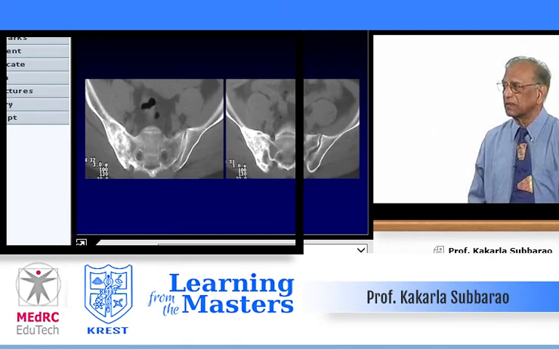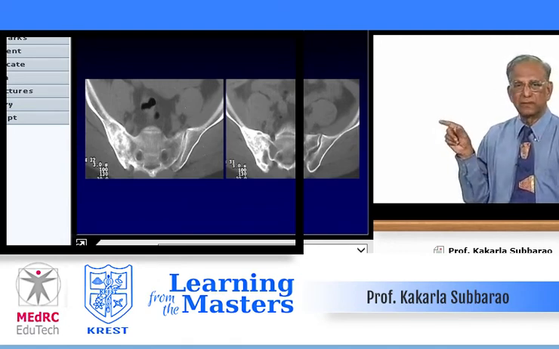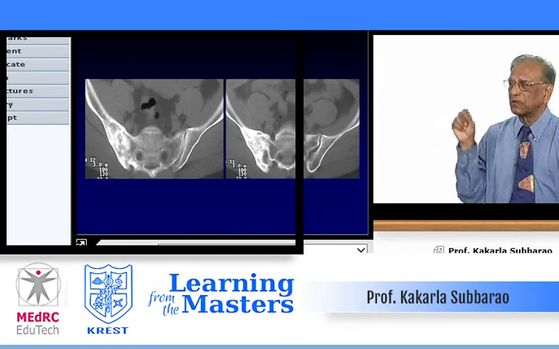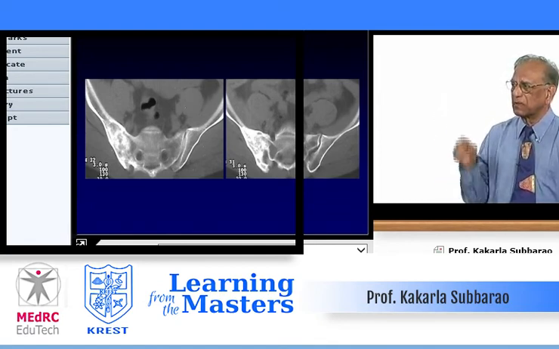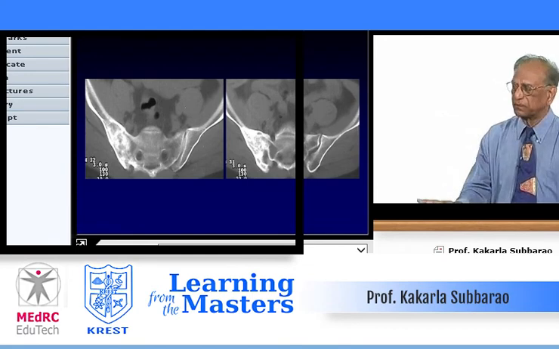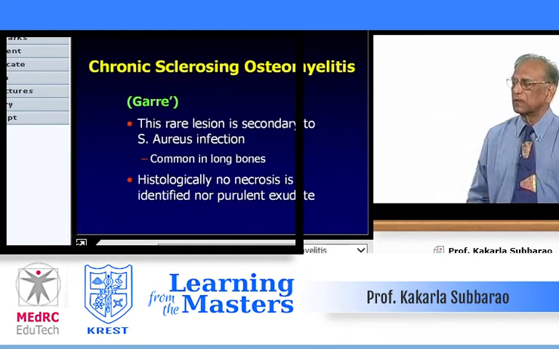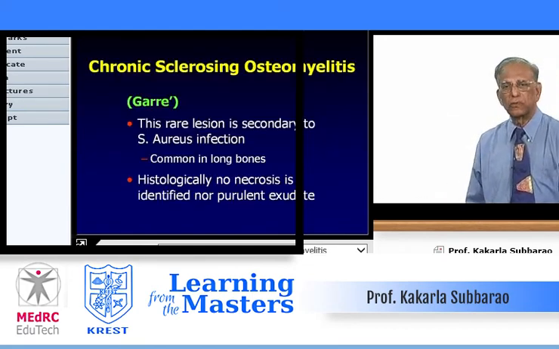On CT, it is an expansile lesion. No soft tissue mass at all, so you can't think of a malignant tumor. Irregular sclerosis with multiple lucent areas. Sacroiliac joint, upper part is slightly involved. This is chronic sclerosing osteomyelitis.